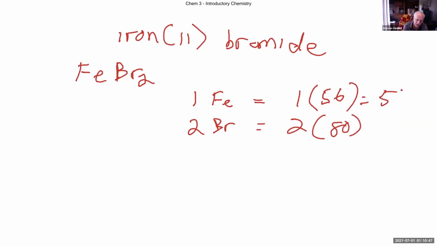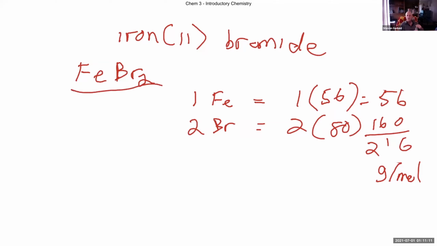One times 56 is 56. 2 times 80 is 160. 56 plus 160 is 216 grams for every mole, grams per mole. So that's how you do any compound. You can tell us molecular weight or formula weight by just using the numbers from the periodic table and how many of each element are in the compound from the chemical formula.